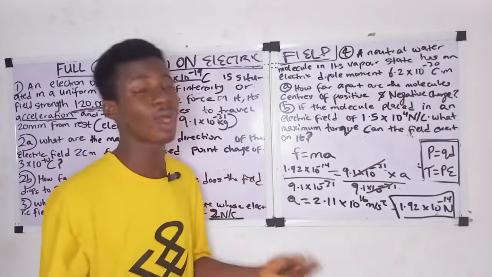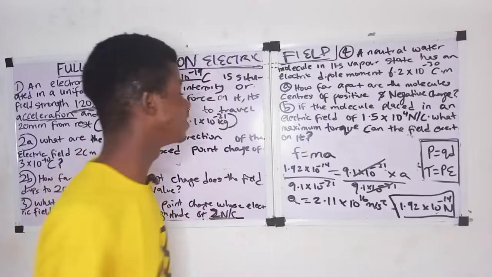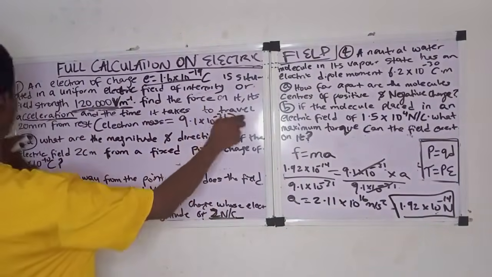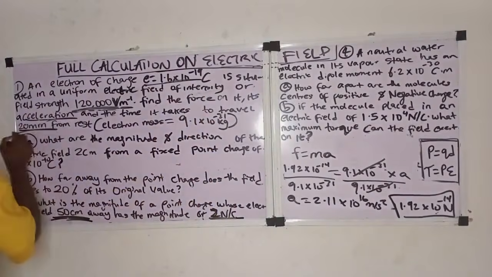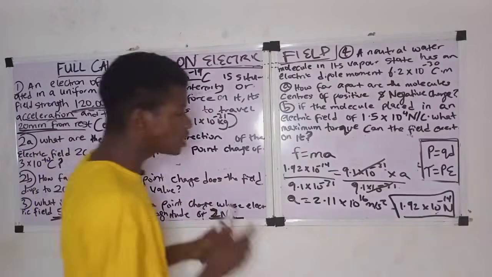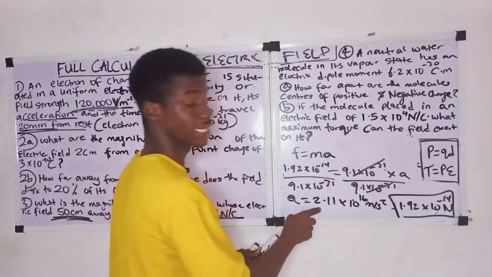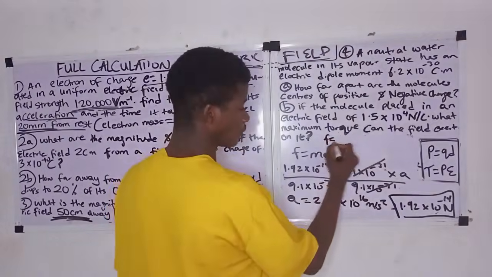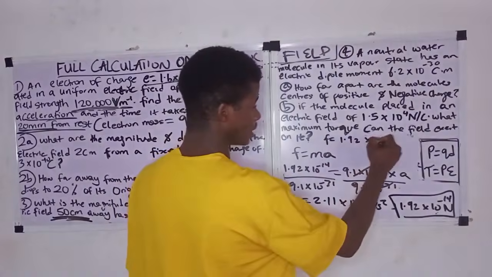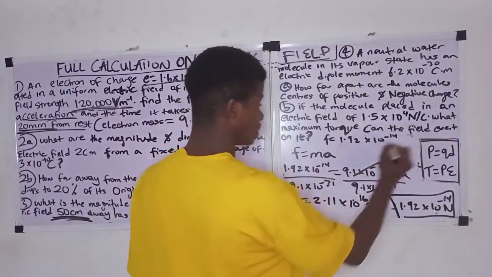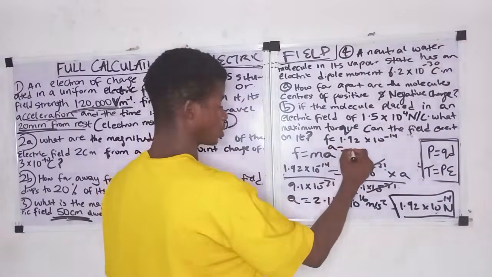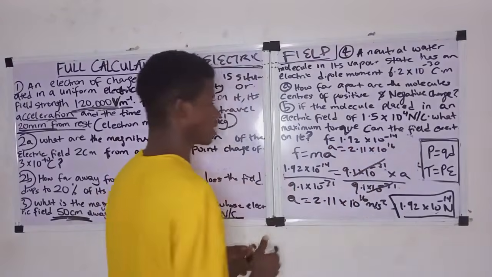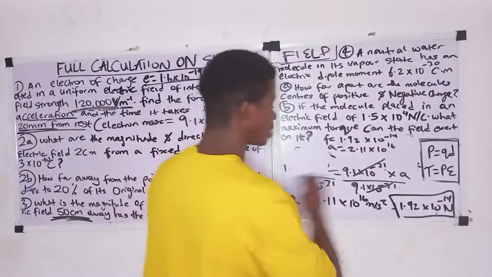So this is the acceleration with which the electron moves. Now, what next are we going to look for? I'm going to look for the time it takes the electron to travel 20 millimeter from rest. So we have gotten our acceleration to be 2.11 times 10 to the power 16, and the force is 1.92 times 10 to the power minus 14.